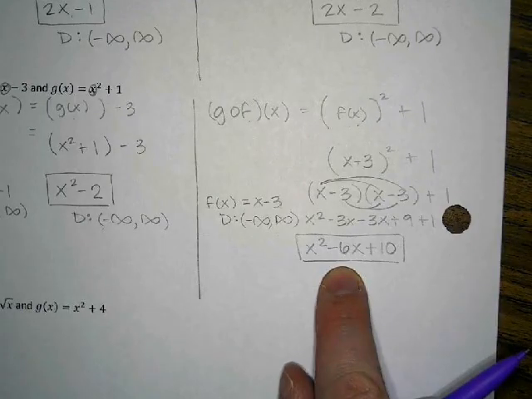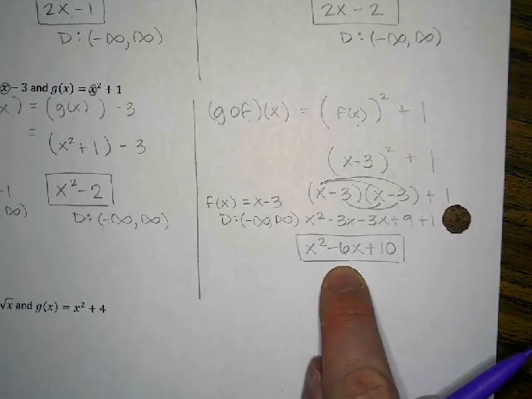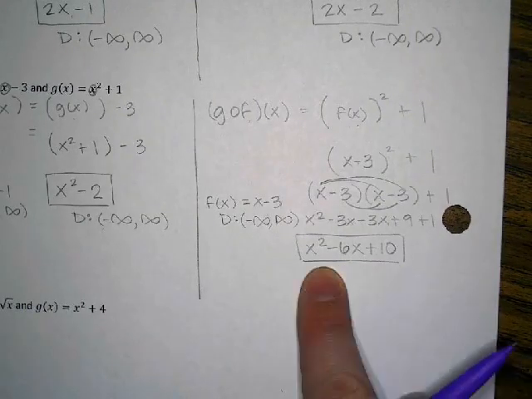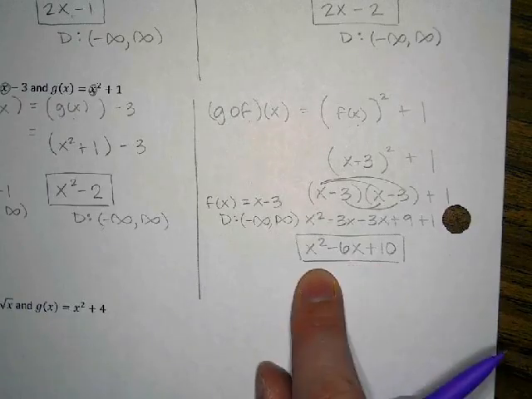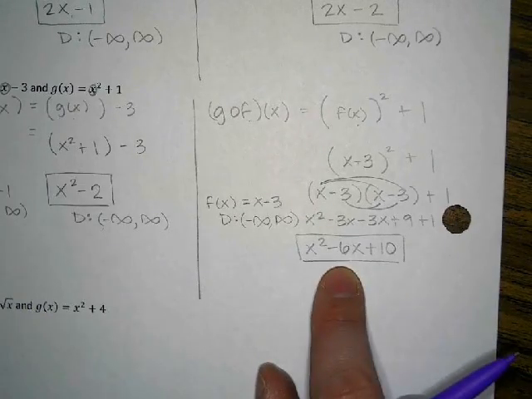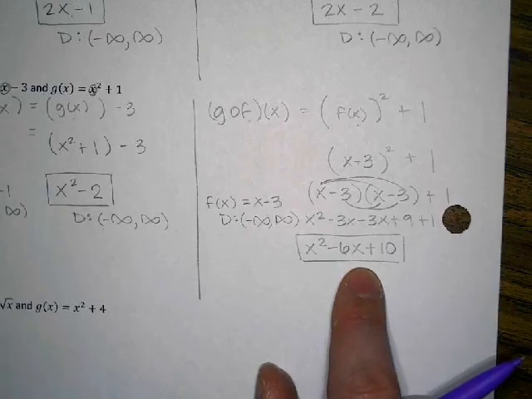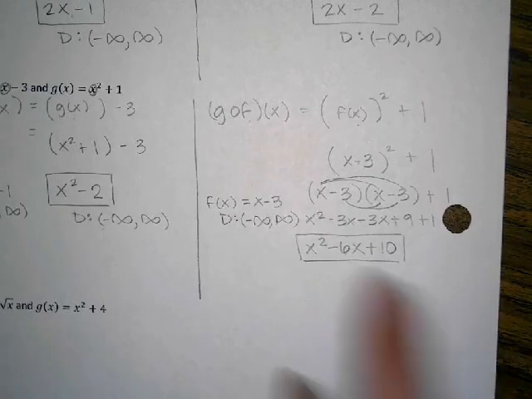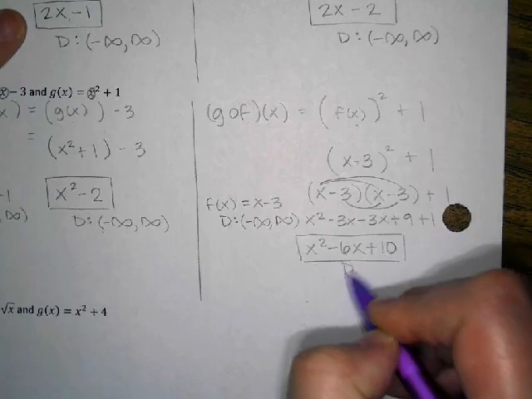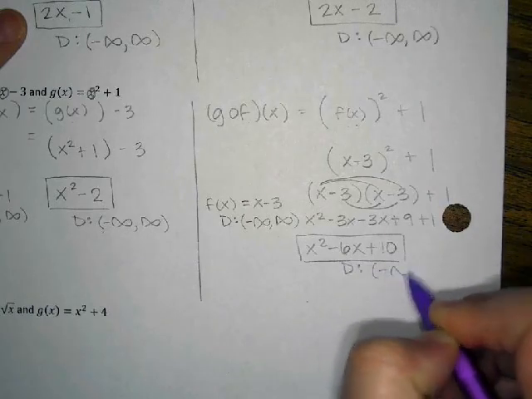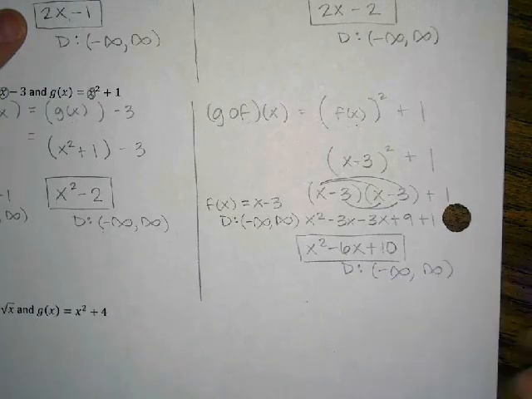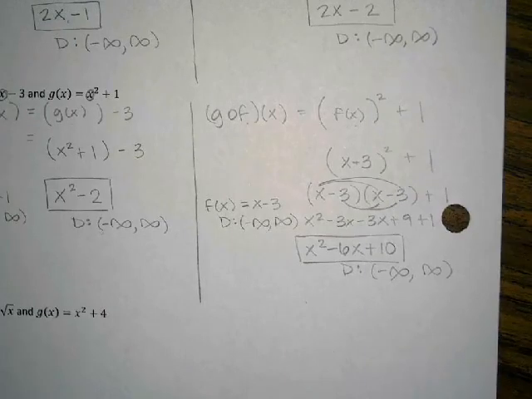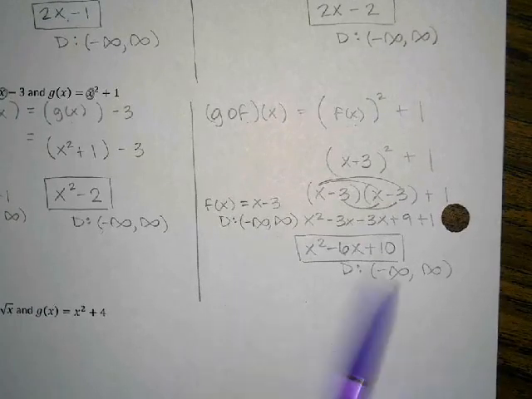And what's the domain of a quadratic function? The U-shaped graph. Yeah, all real numbers, negative infinity to positive infinity. So nothing to worry about there. This included all numbers. This was the same amount of limitations, and so that's good. Final answer, domain is all real numbers. Okay.